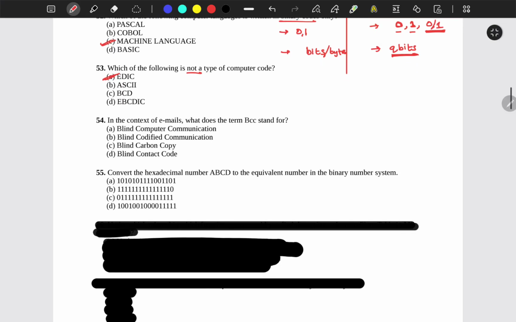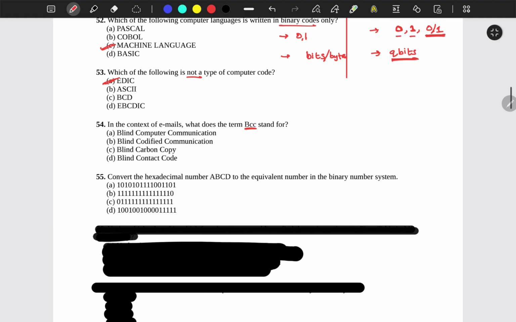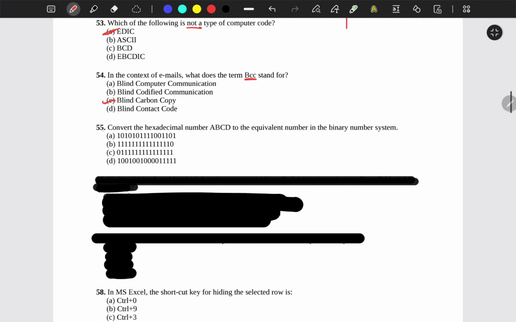Next question is, in the context of emails, what does the term BCC stand for? Blind computer communication, blind codified communication, blind carbon copy, or option D, blind contact code. So the answer for this would be blind carbon copy. Option C.